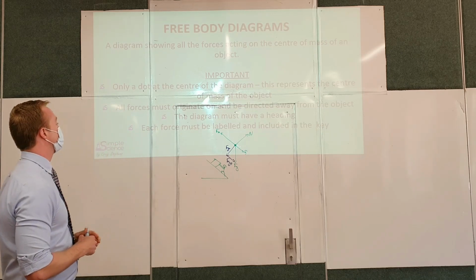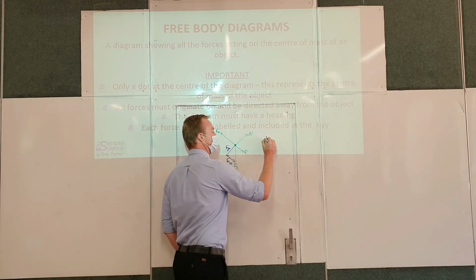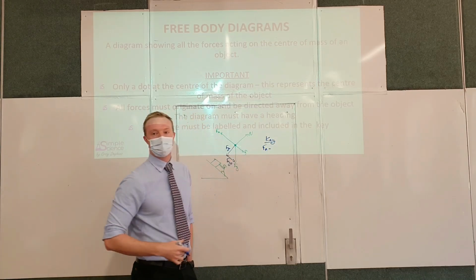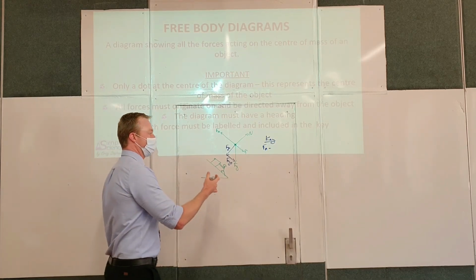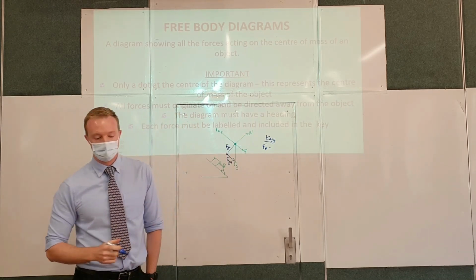Something else that's important for a free body diagram is that there must always be a key drawn on the right hand side, where you just say here Fa is the applied force, Fg is the force of gravity, etc. It is just to make sure that the person marking your script knows what each symbol means.